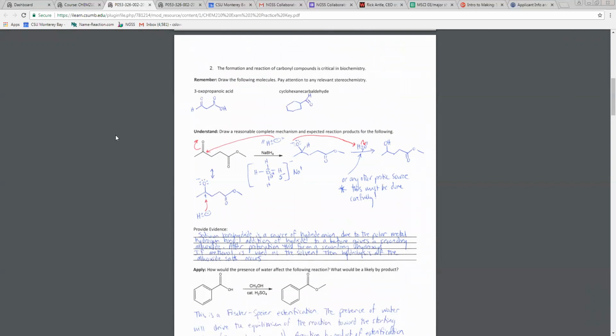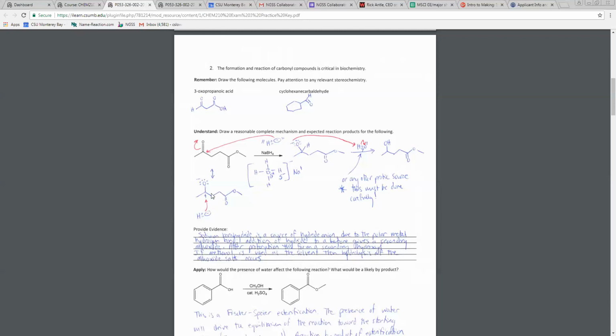Drawing a reasonable complete mechanism and expected reaction products for the reduction. In this case, sodium borohydride is able to reduce, but it's only able to reduce some things, not all things. So in this case, it's not strong enough to reduce the ester. The ester will stay as it is, but it can reduce the ketone. By doing that, we have a hydrogen which has a lone pair and a negative charge. This is the hydride, so it's going to be my nucleophile. It's going to attack the carbocation, which is revealed when I draw the resonance structure for my carbonyl group.